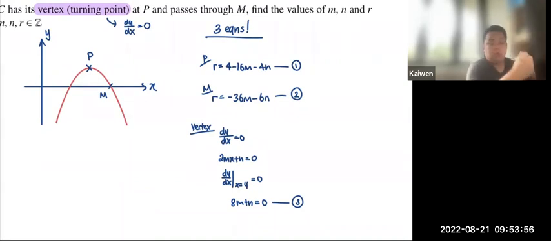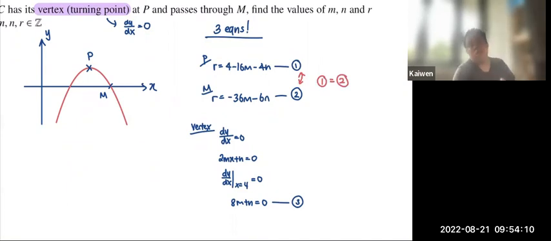In case you're confused about how to do the simultaneous, do these two first. Make equation 1 equal to equation 2, and then you'll form an equation in terms of m and n. After that, substitute this new equation into number 3 and solve for m and n. Once done, substitute the value of m and n into r, and then we will get the answer.